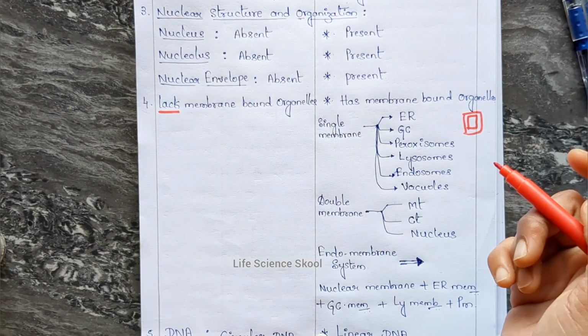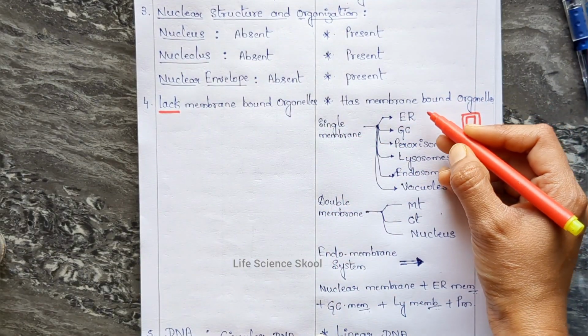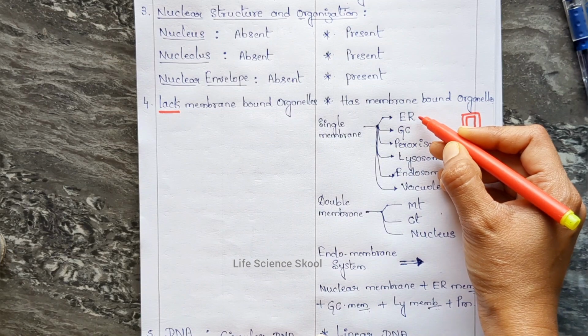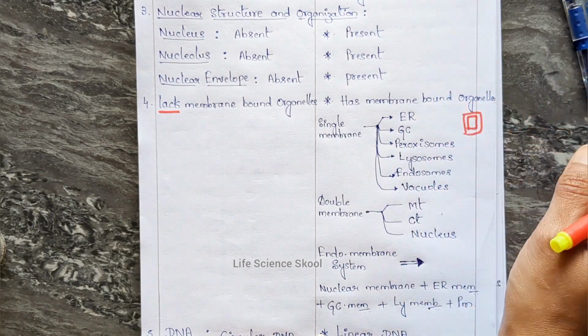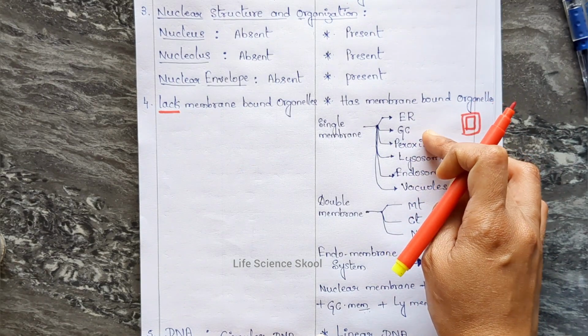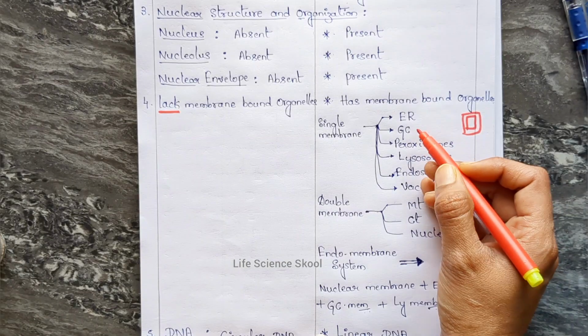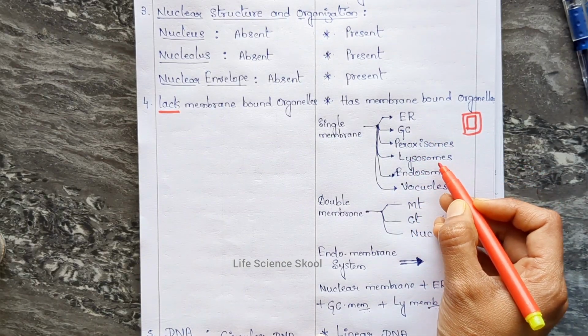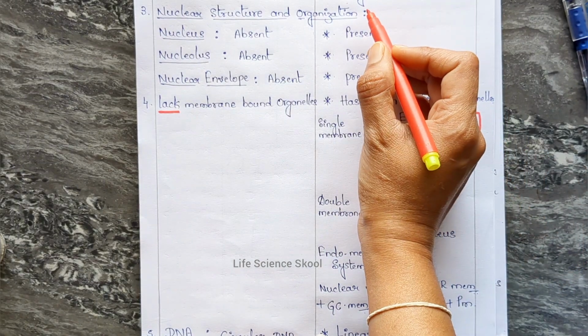Membranes will be there. If we list the single membrane organelles: ER represents endoplasmic reticulum, GC represents Golgi complex. Remember this, I am going to use these abbreviations simply going forward. Okay, ER endoplasmic reticulum, GC Golgi complex, peroxisomes, lysosomes, endosomes and vacuoles. These are single membrane organelles.